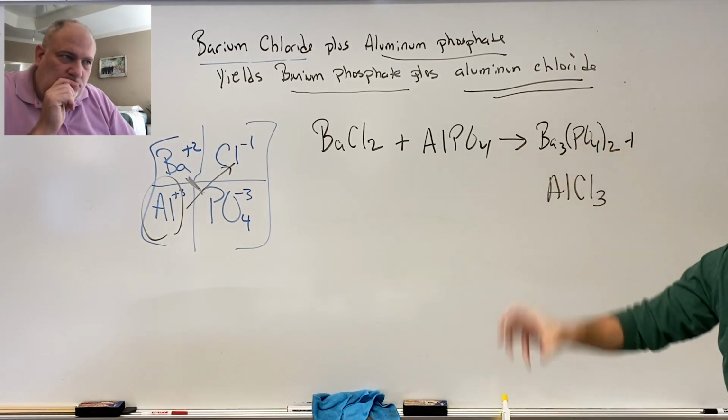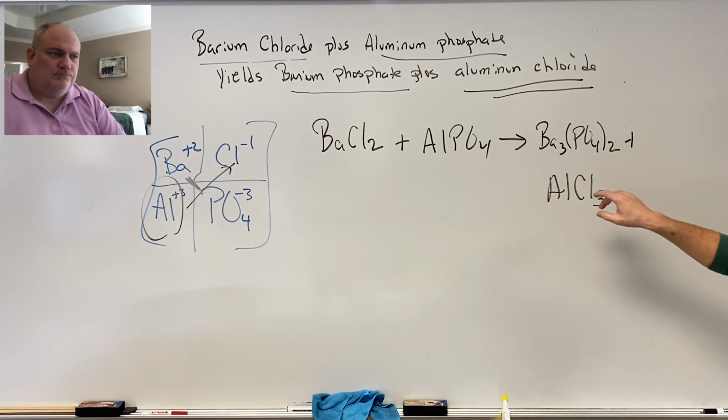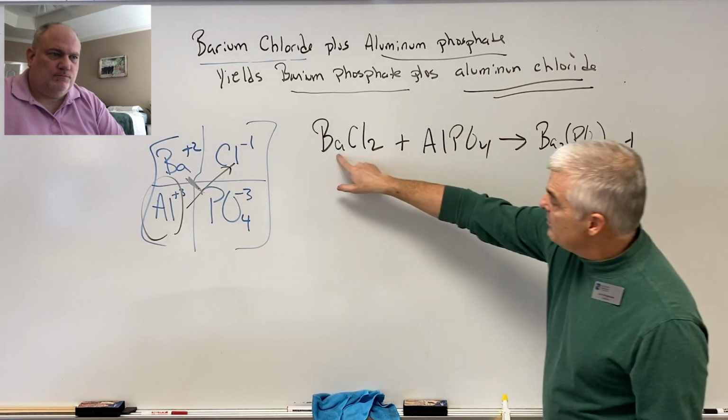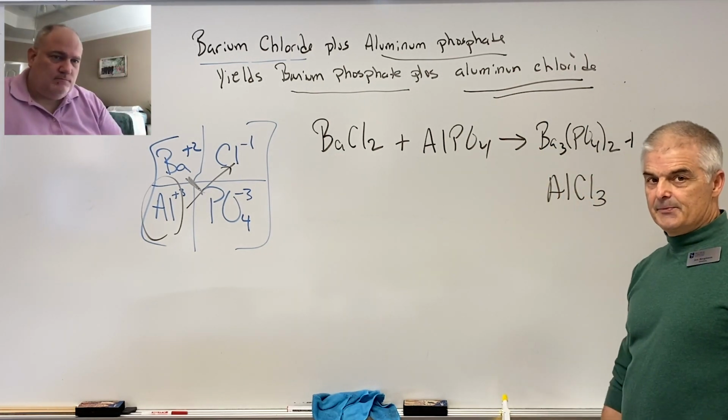And that's how you write what we call the skeleton equation. You have to write the formulas correctly, otherwise it will mess you up when we do the next step. Now it might bother you that I've got 1 barium here and 3 bariums here. We will fix that in the next video.